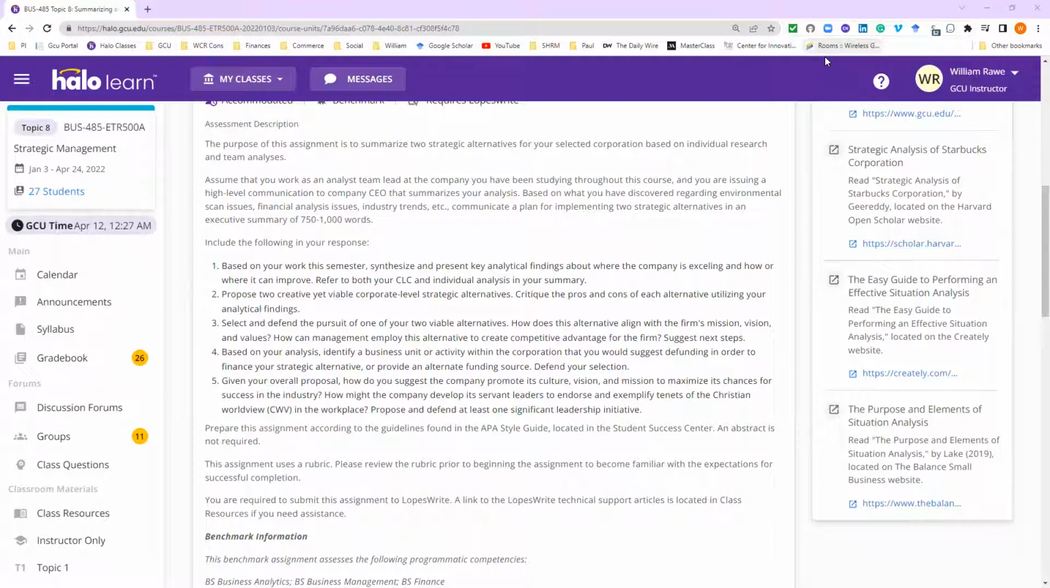Then number 4 says, based on your analysis, identify a business unit or activity within the corporation that you would suggest defunding, so taking money away in order to finance your strategic alternative or provide an alternate funding source and defend your selection. So you have a choice here.